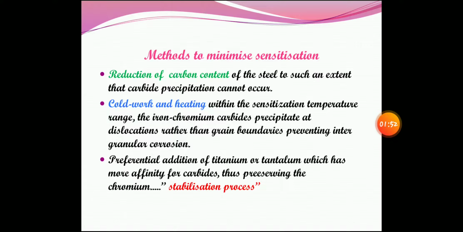The other is cold work and heating within the sensitization temperature range, so that the iron chromium carbide precipitates at dislocations rather than grain boundaries. Because of the cold working, the iron chromium carbide is formed near the dislocations or the slip plane rather than the grain boundaries, so that there won't be any intergranular corrosion. The third possible and the best possible thing is addition of titanium or tantalum, which have more affinity for carbon, so that titanium carbide or tantalum carbide is formed instead of chromium carbide, thus preserving the chromium. This process is called the stabilization process.